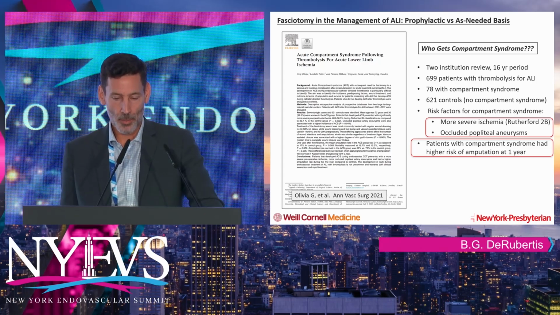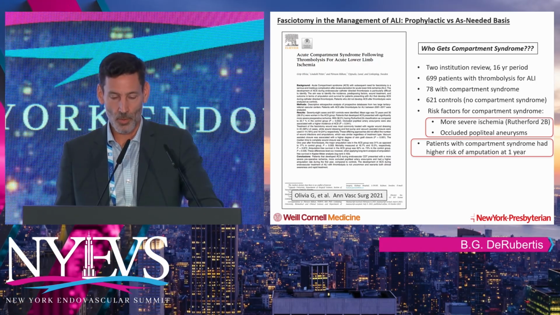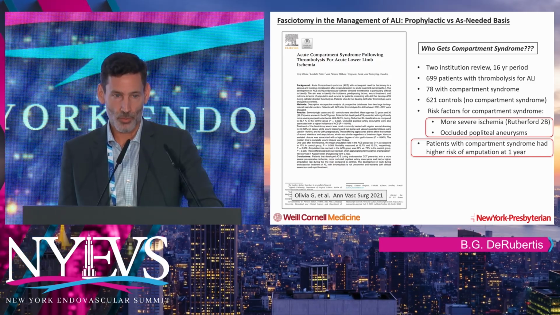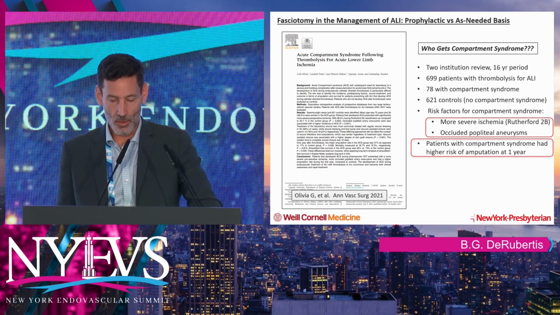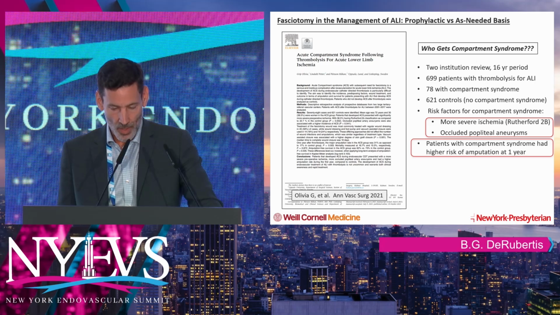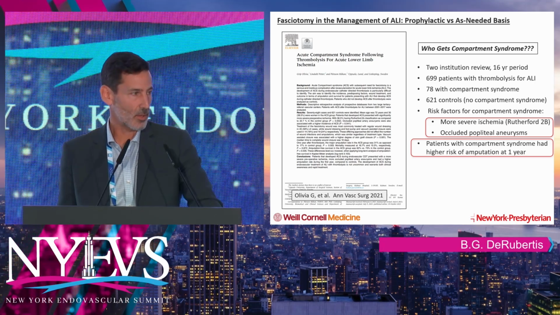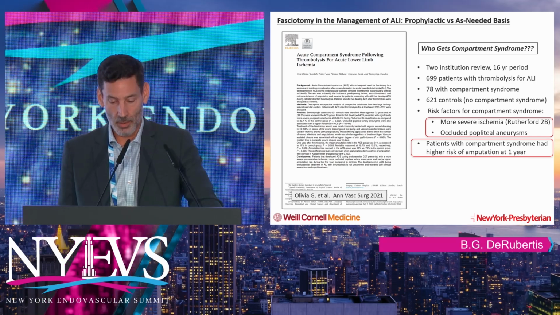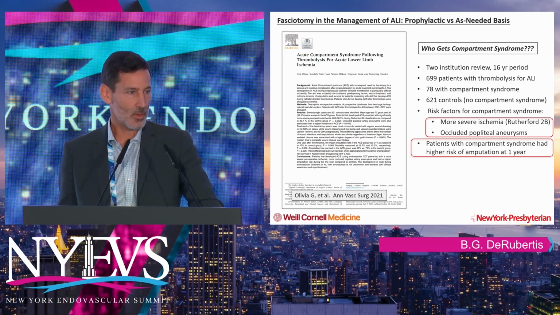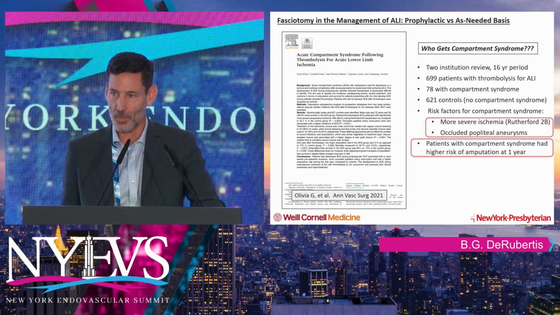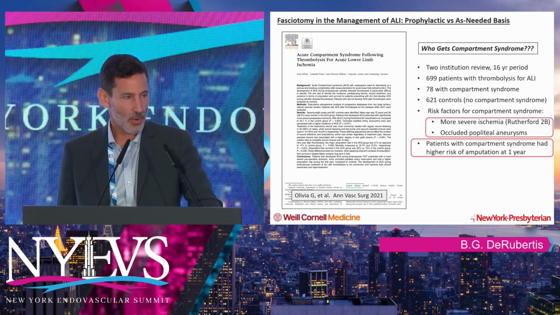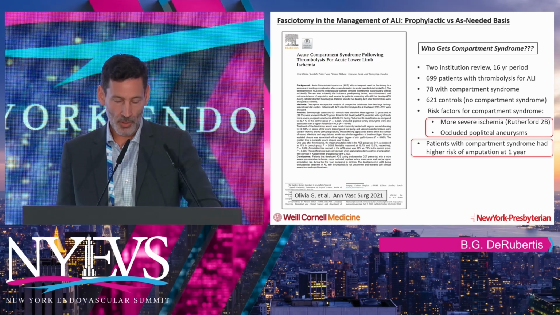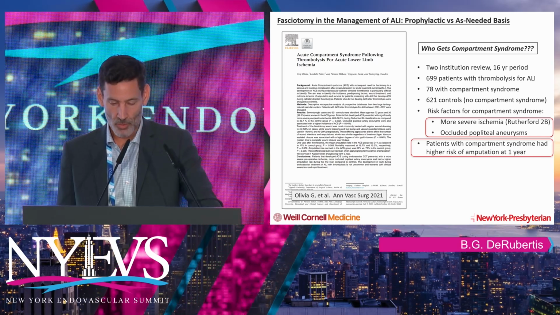This is a publication that looked at a 16-year period of time over two vascular interventions, about 700 patients who underwent thrombolysis for acute limb ischemia. 78 of those developed compartment syndrome. And when those were compared to the controls that did not develop compartment syndrome, there were a couple of risk factors that certainly came to light. More severe ischemia, so patients with Rutherford 2B ischemia, those are patients that almost certainly are at an elevated risk for compartment syndrome. Specific anatomic problems of occluded popliteal aneurysms, again, very high risk of compartment syndrome.